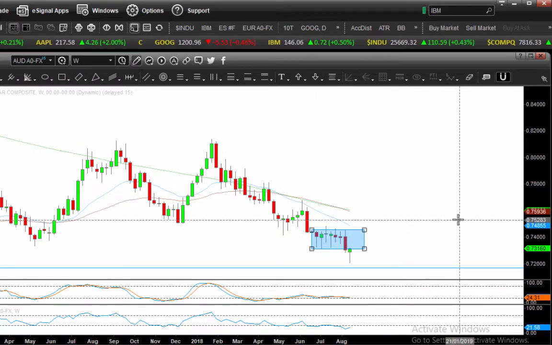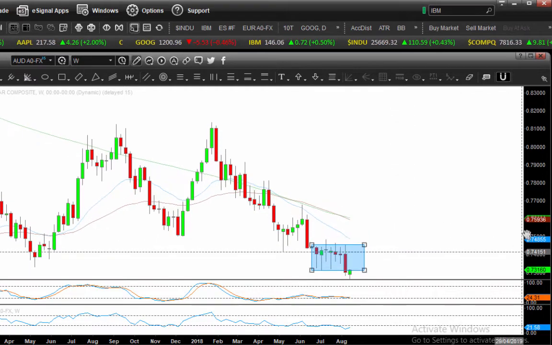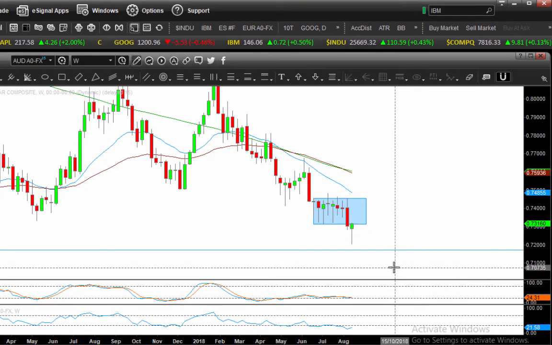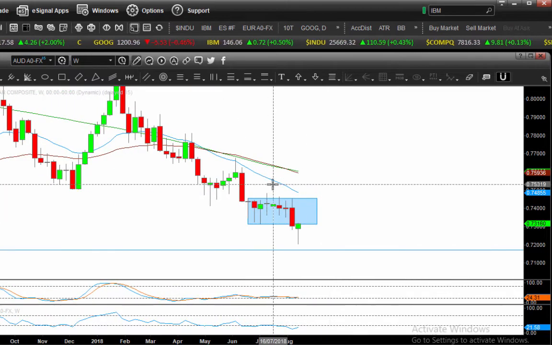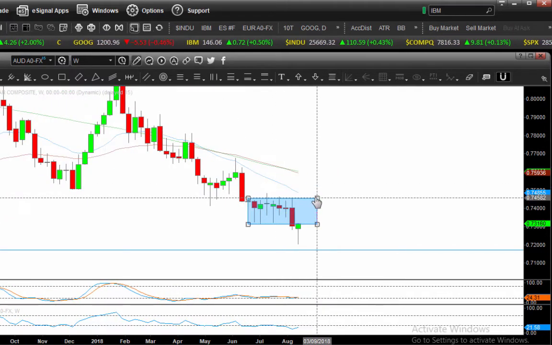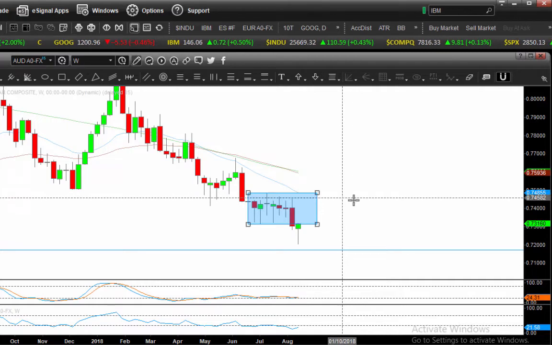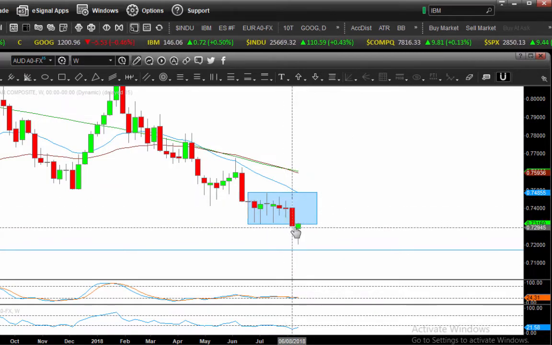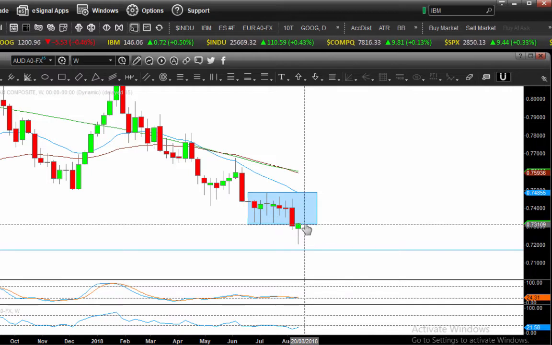There we have it. So if we just zoom in a little bit more, I'm going to expand this rectangle here. There we go. So we had the breakout week before last, and now we've had the close just inside it again, which signifies a false breakout, which is even more powerful in terms of giving us evidence in favor of this trade.